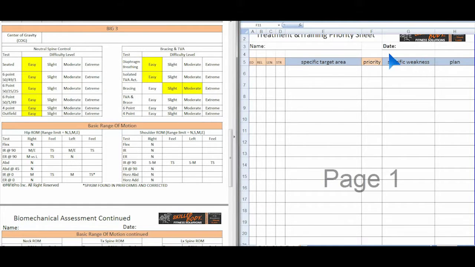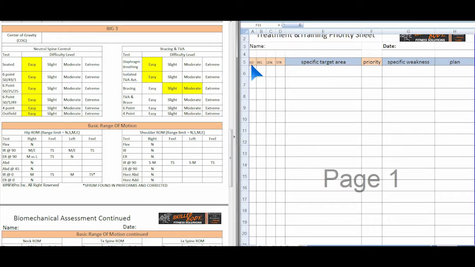So obviously you put name, date, that sort of stuff. Now these 4 columns are extremely important. The way I create my priority list, there's obviously going to be different things. I want to be able to write this in as shorthand as possible, so that I'm not consuming a ton of space. So I set up these 4 columns.